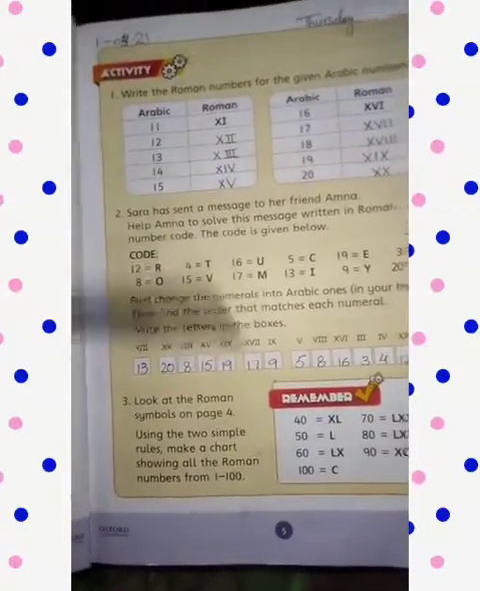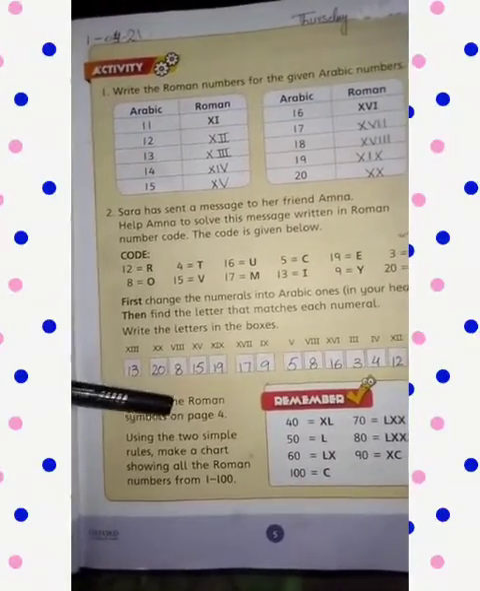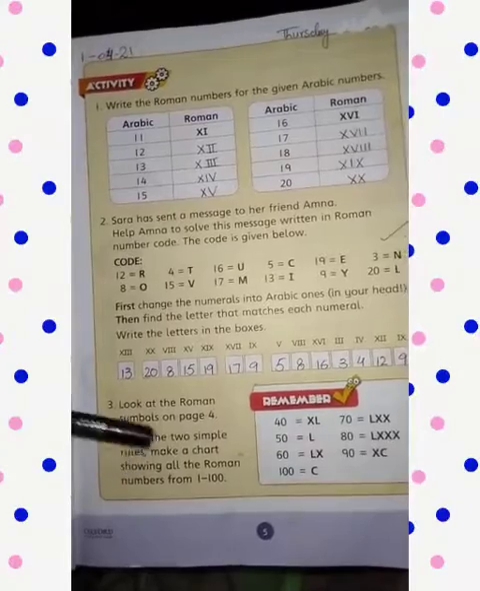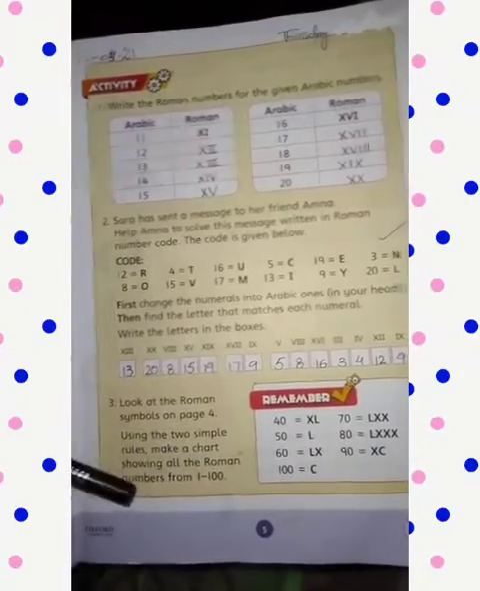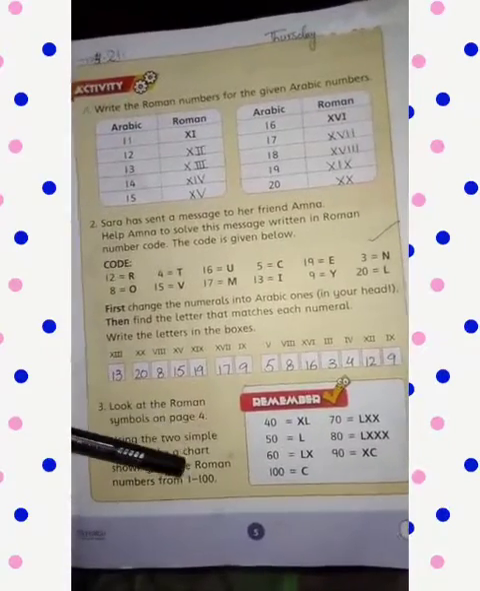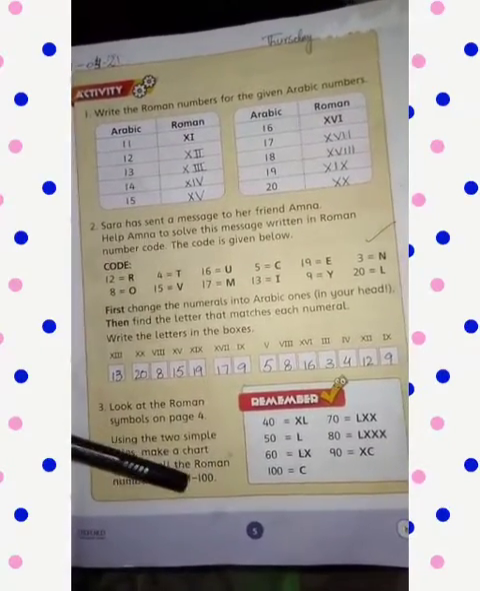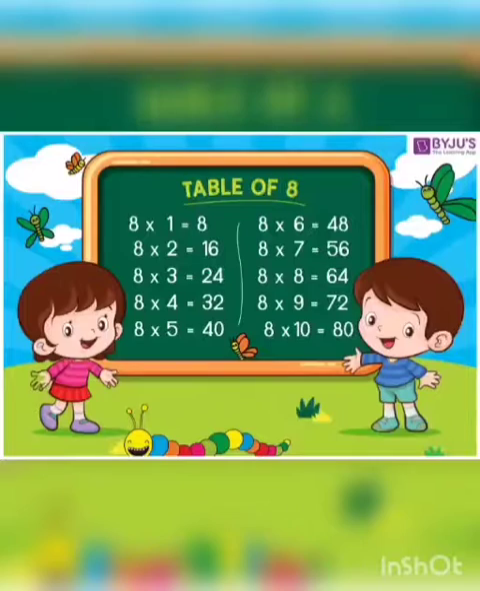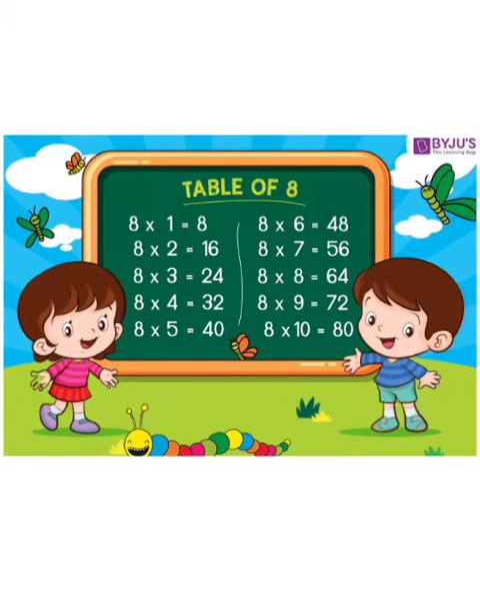Okay, look at the Roman symbols on page 4. Using the two simple rules, make a chart showing all the Roman numbers from 1 to 100. So you have to make a chart in which you represent Roman numbers from 1 to 100 according to this table. You can take help from this table. After that you have to write the table of 8 in your notebooks. So this is your today's work.